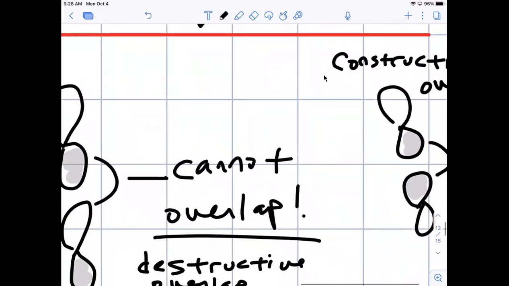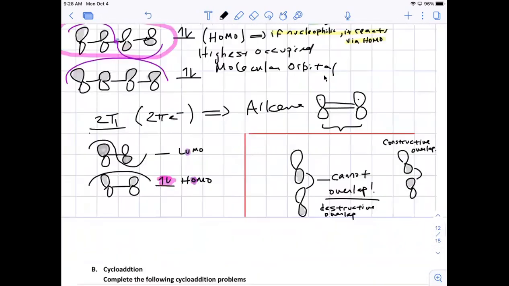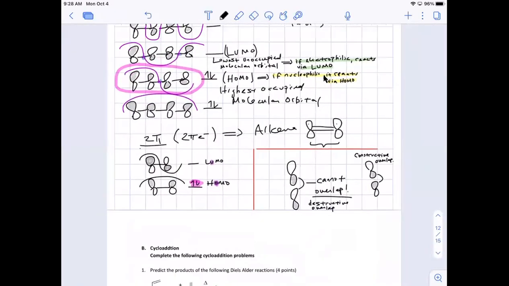So when you're talking about orbital overlap, it can be either constructive or destructive, but you want it to be constructive. All right, any other questions about that, about the transition state for the Diels-Alder and the HOMO-LUMO interaction?